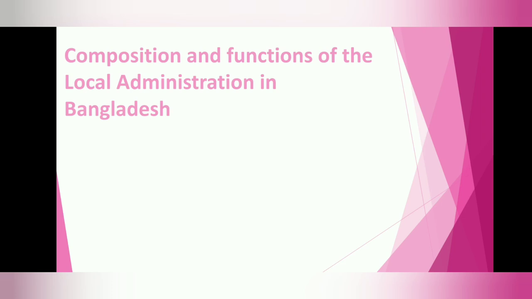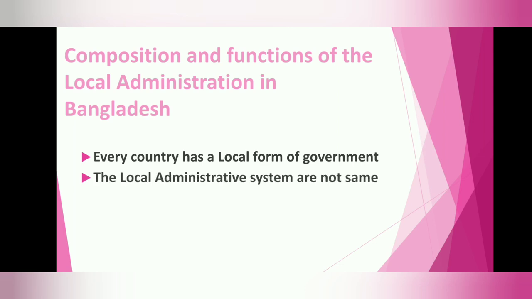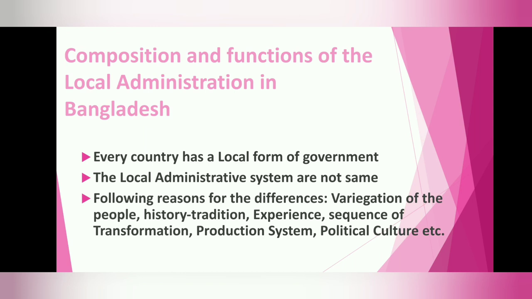My dear beloved student, for every state, for maintaining smooth administration and for keeping the peace and harmony in the society, the local administration is required. But this local administration is not the same. Every country has a local government, but the local administrative systems are not the same. There are some reasons for the difference: variation in the people, history, tradition, experience, sequence of transformation, production system, and political culture. Based on the above-mentioned reasons, the form of the local administration is varied.